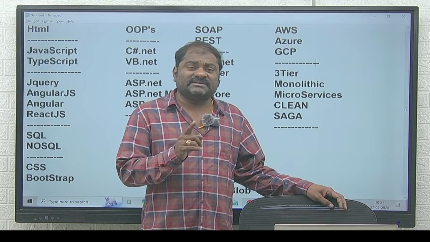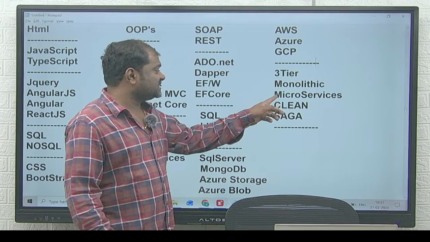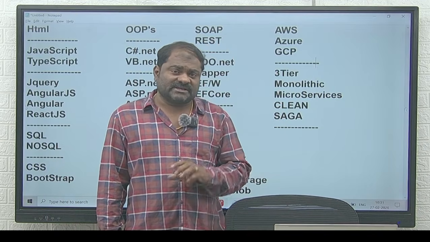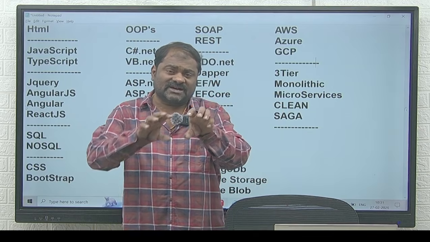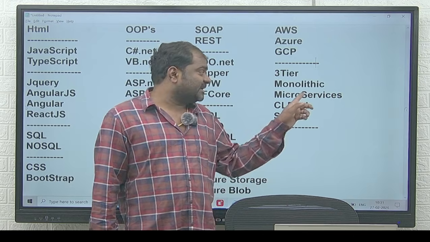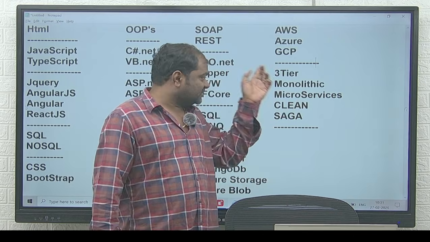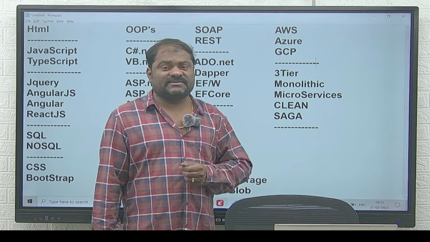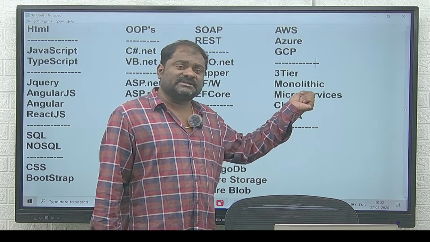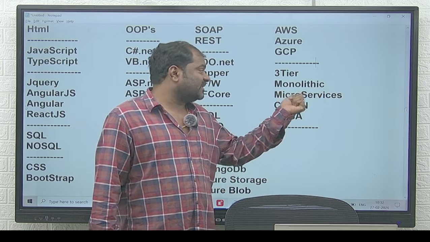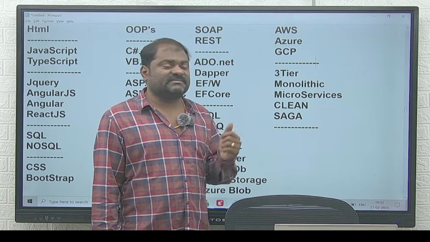That is the reason microservices came into the picture. The application was divided into multiple services. If one service fails, the other services will still work successfully. So today the trend is microservices. In olden days, we used to follow monolithic architecture. Nowadays, clean architecture is also very popular, used with microservices. And the saga design pattern is also very popular for transaction management with microservices.